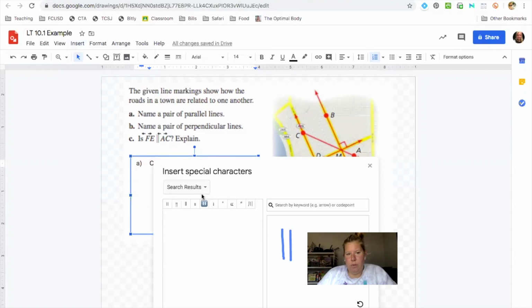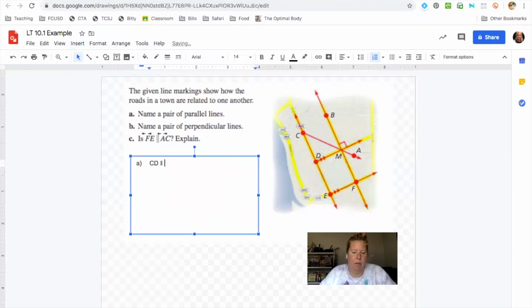Since we're going to be doing a lot of distance learning for the next few months, it's going to be really important that we learn how to do math on the computer.